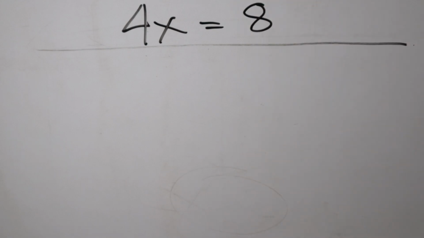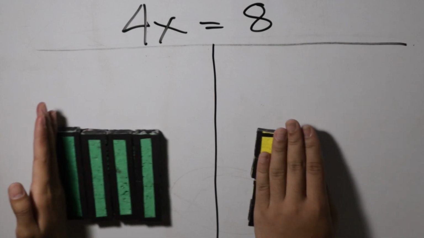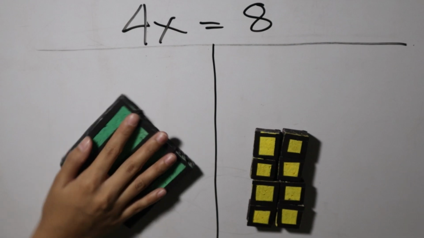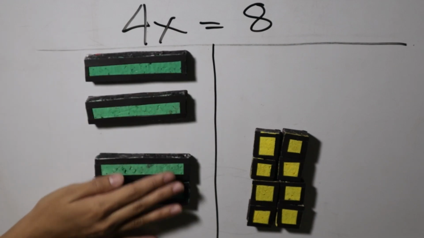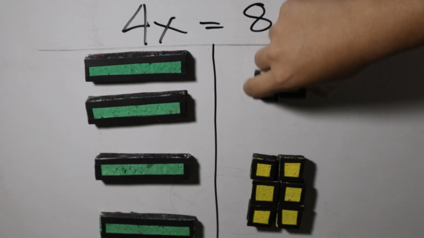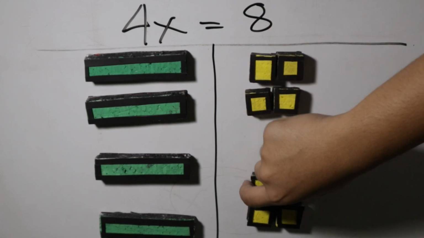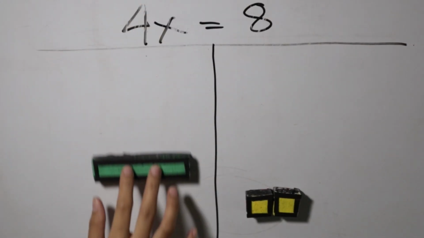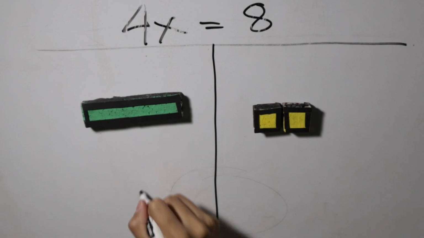Underneath the equal sign, draw a line coming down to divide the two sides of your equation. Next, use the algebra tiles to model the equation on each side. Then, I'm going to take the x tiles and divide them into 4 equal groups of 1x each. Now, whatever we do to one side of the equation, we must also do to the other side. Now, we can see that each individual x is equivalent to a group of 2 unit tiles. In other words, x equals 2.